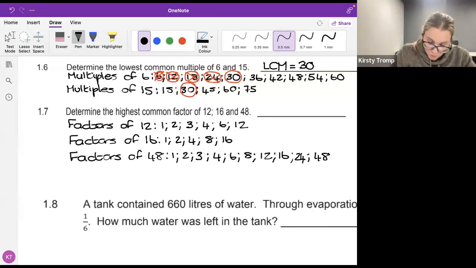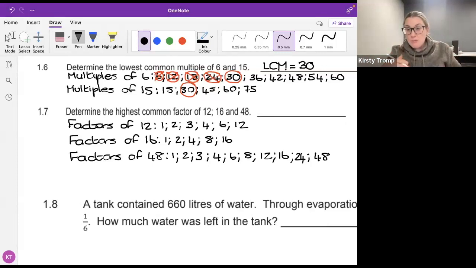All right, so we've got 1, 2, 3, 4, 6, 8, 12, 16, 24, and 48, guys. So those are all the factors of 48. Be careful. Those ones have a lot of factors.